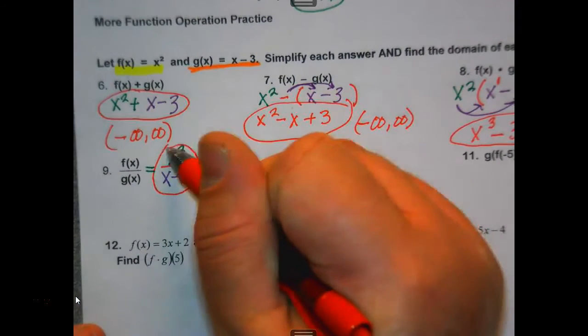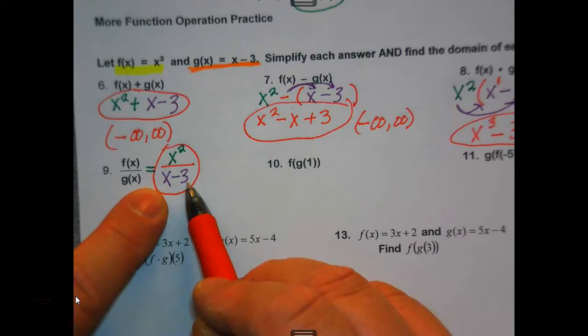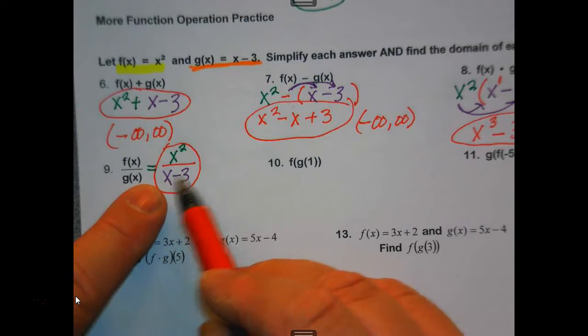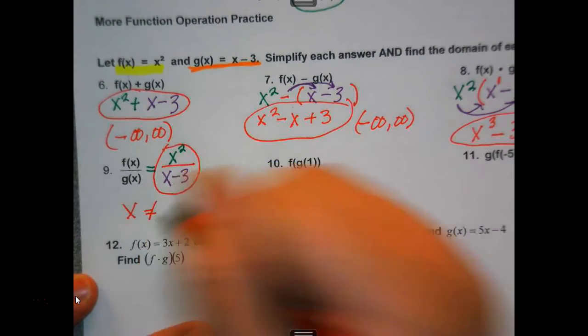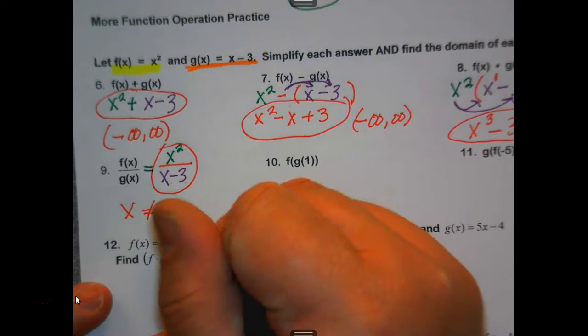Okay, do I have any domain restrictions? I can't let the denominator be 0. So it's going to be all real numbers except whatever number makes my denominator 0. So what can't x equal? Can't equal positive 3 because 3 minus 3 is 0. Okay.